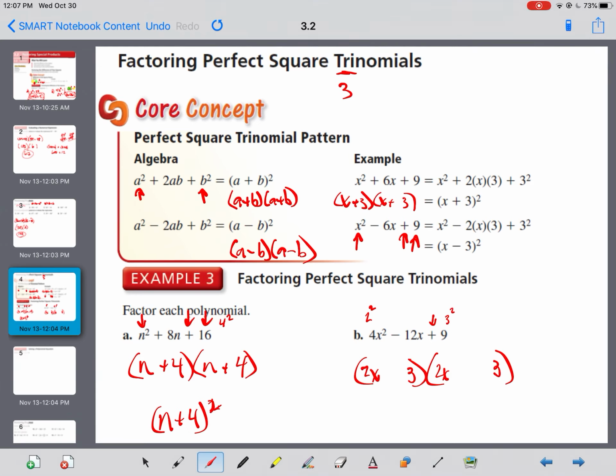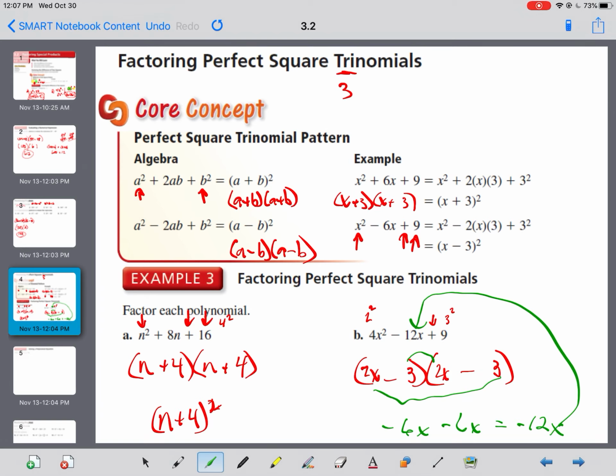Just like we did with the difference of squares: the square root of the first thing in each, the square root of the last thing in each, but this time, matching symbols. Now let's do the FOIL just to make sure. I'll do it in a different color just to show you. 2x times negative 3 is negative 6x. Negative 3 times 2x is negative 6x, which is negative 12x, which is what we needed in the middle. So it was a perfect square trinomial.